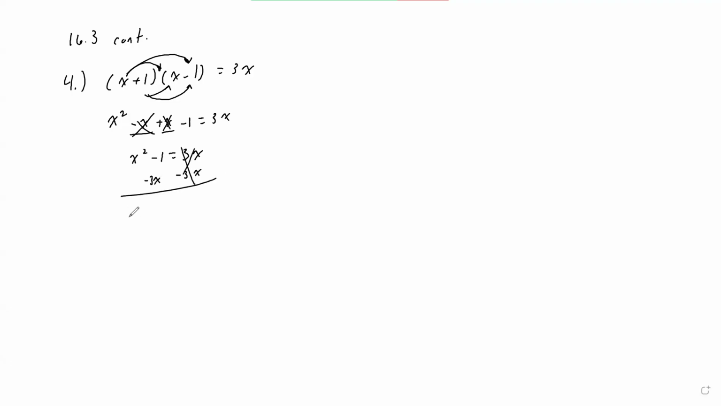But notice I'm going to write it as x squared minus 3x minus 1 to keep it in that standard form equals 0. And the purpose of that is so that I know what my A, my B, and my C is. So remember, A is equal to 1, B is equal to negative 3, and my C is equal to negative 1. Recall that the formula is x equals negative b plus or minus the square root of b squared minus 4ac, all divided by 2a. So I'm going to plug that in.